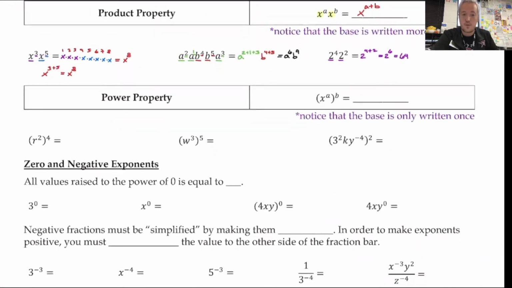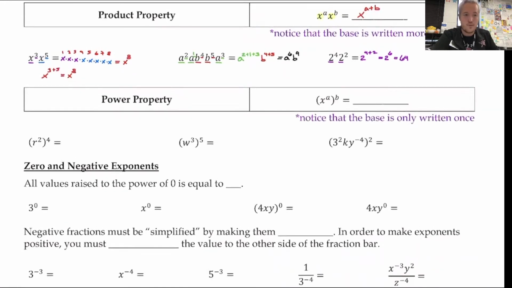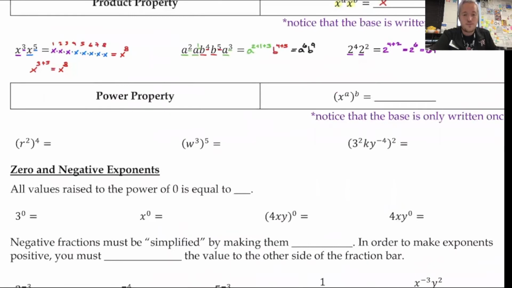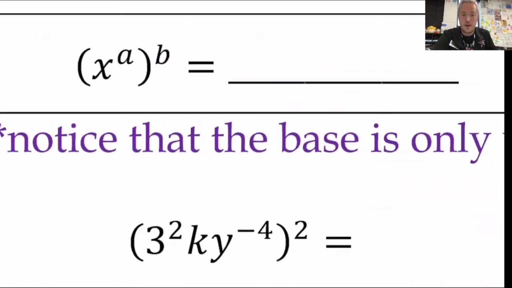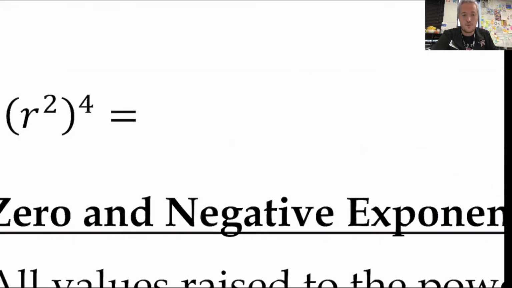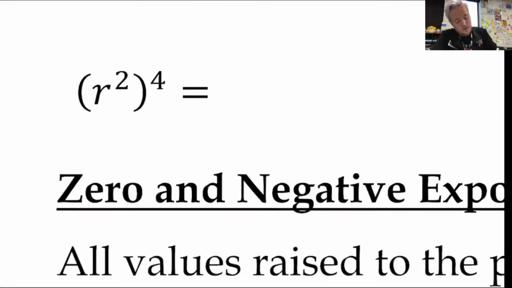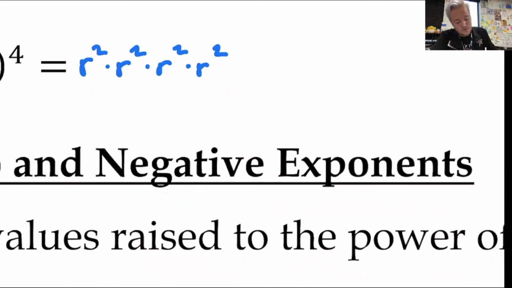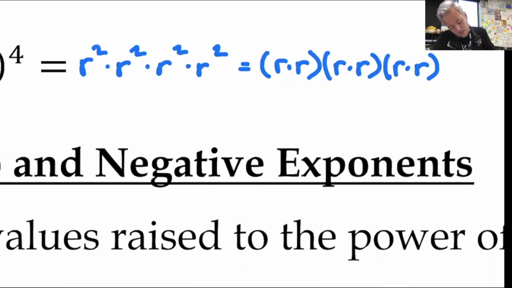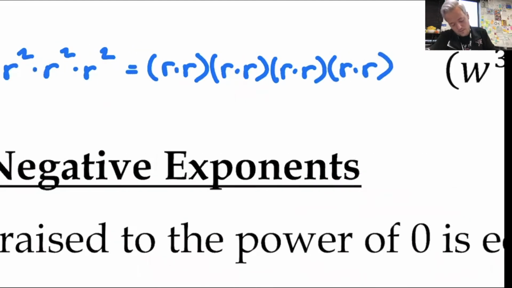So now we're going to look at another property called power property, or power rule, or product rule, whichever one. We're going to look at another pattern here. So for the first one, I'm going to start by expanding it. All right, so we have r squared 4 times. So I'm going to write out r squared 4 times. And now I want to expand all those r squareds. So I'm going to have r times r, r times r, r times r, and r times r.